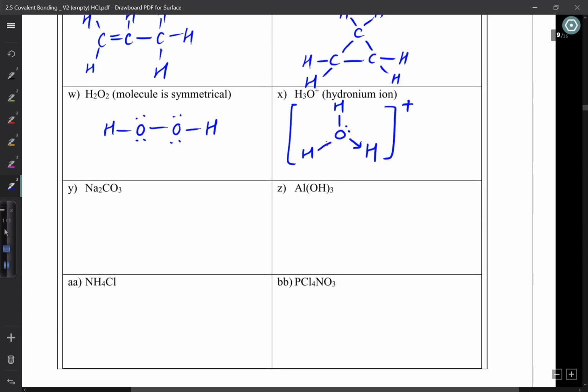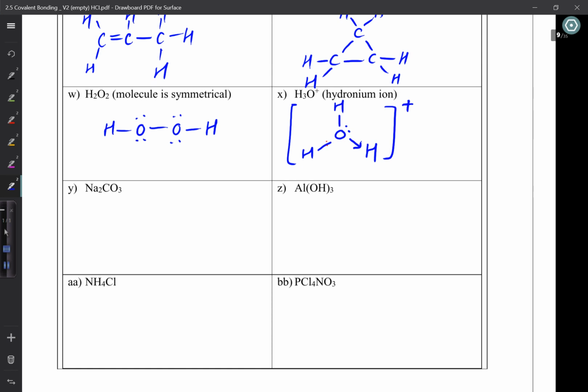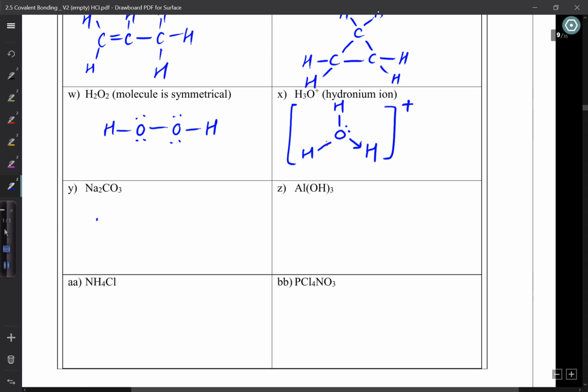So next one is Na2CO3, sodium carbonate. You're wondering that sodium carbonate is an ionic compound, right? Why does sodium carbonate appear here? Because the CO3 is covalent. Have you ever noticed the structure of Na2CO3? It actually contains 2 sodium ions, and then it contains 1 CO3 2 minus ion. But do you know that for the CO3 2 minus ion, it is actually covalent?